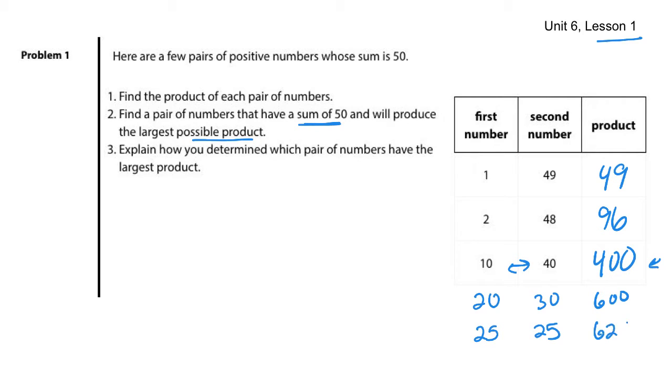And that'll be 625. And I'll notice that if I keep going with pairs and try that again, now I'm getting smaller products. So 25 and 25 is going to give me that largest product of 625. And my explanation came along with it.